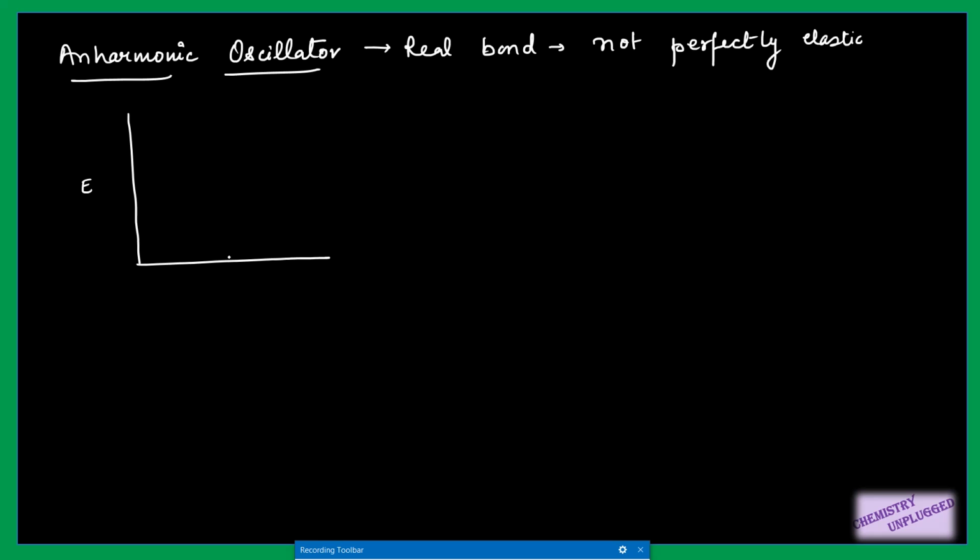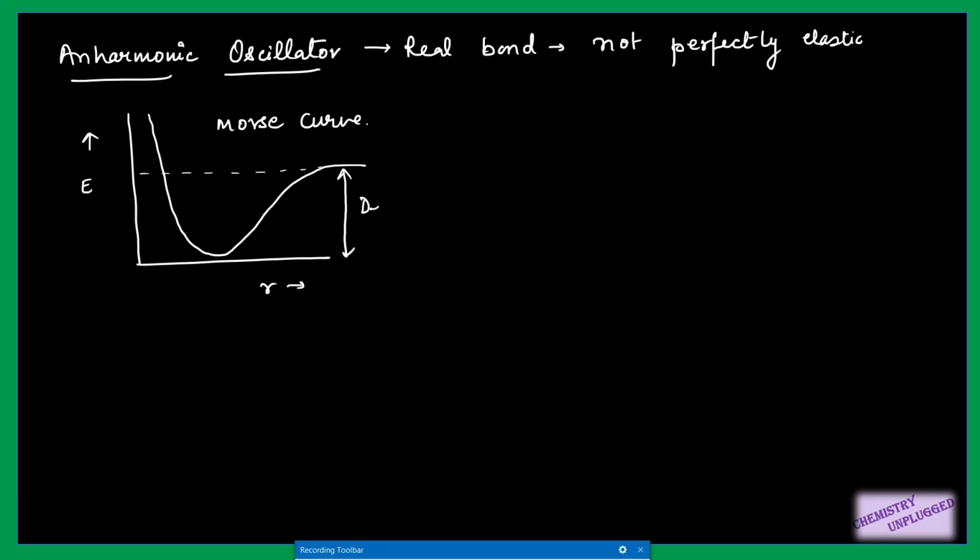draw a graph between energy and the internuclear distance, and if I am vibrating the molecule with much higher energy, this bond can break. This graph is known as the Morse curve, the Morse potential energy curve, and this distance is called D_eq, which is called the dissociation energy, and the distance from n equals 0 to this level is called D naught, right?